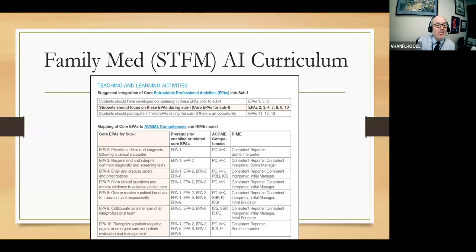But they really focused on the other EPAs, which are kind of listed down there below, 2, 3, 4, 7, 8, 9, 10. They said, the last three, if it happens, if there's an opportunity, that's nice. By the way, those last three are informed consent, procedures, and being involved in a PI or a quality improvement initiative, which may not always be the best place for them in an acting internship. A lot of overlap with internal medicine in terms of the issues that they prioritize through the EPAs.